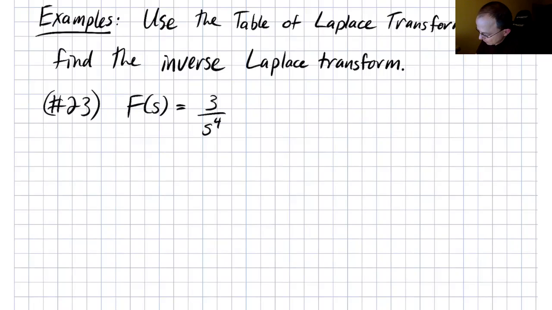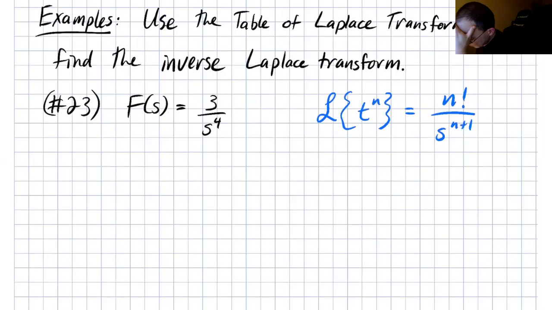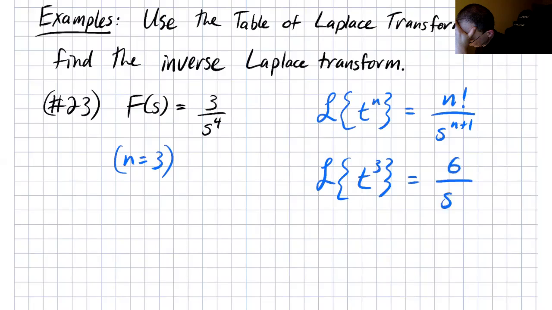So it says that the Laplace transform of t to the n is n factorial over s to the n plus 1. So that's what we have here, but here n would be equal to 3, right? So n plus 1 is 4. So what would the Laplace transform of t cubed be? It would be 6, so 3 factorial is 6 over s to the fourth. But we have 3 over s to the fourth.